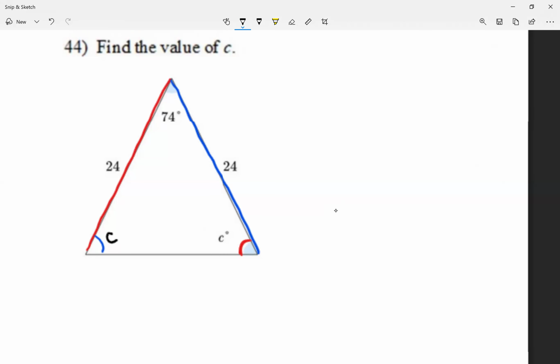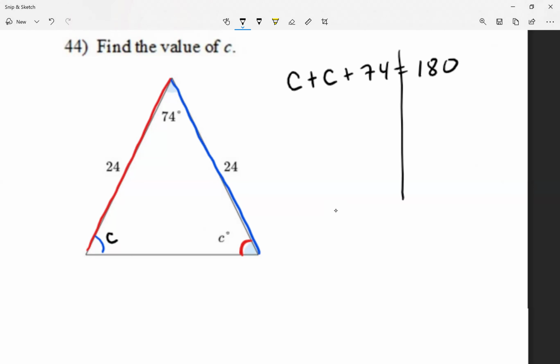Now I see something about each of my angles. C, C, and 74. And I remembered at the beginning of the week, we learned that if you add the three angles of a triangle, it's equal to 180. So I'm going to say C plus C plus 74 is equal to 180. Let me separate them through the equal sign. Letter-wise, 1C plus 1C is equal to 2C. So I have 2C plus 74 is equal to 180. I just simplified the left side.